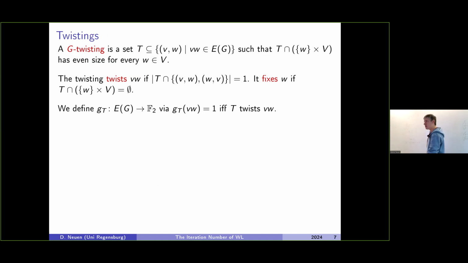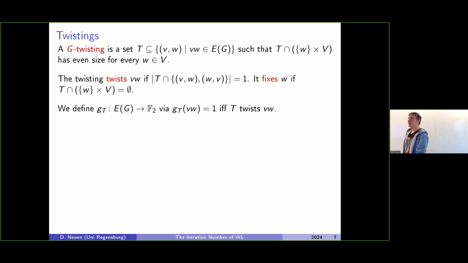So with that, let's talk about twistings, things that allow us to move around the twist. I say a G twisting is a set of edges, and here we have directed edges. The condition of a G twisting is that for every vertex W, the set of outgoing edges of W that are in the twist is always even. Then I can define some notation. A twisting twists an edge if one of the two directed versions is in my twisting, and it fixes a vertex W if none of the outgoing edges of W are in my twisting.